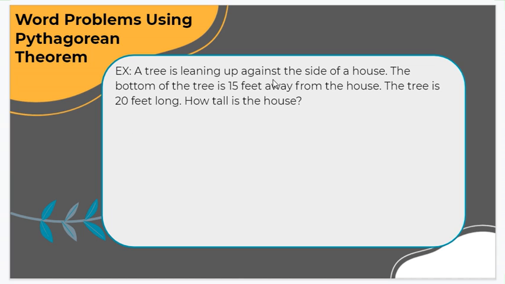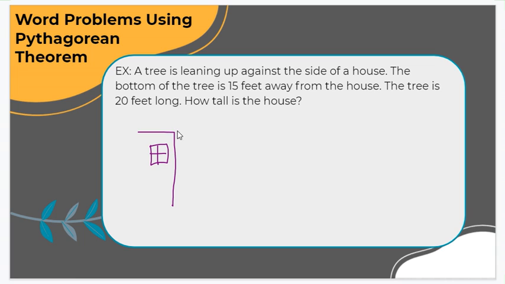All right, so it says a tree's leaning up against the side of a house, and the bottom of the tree is 15 feet away from the house. The tree's 20 feet long. How tall is the house? So we want to visualize this. If you want to just draw a house, it doesn't have to be perfect. I'm just going to draw a window so that you know that it's a house.